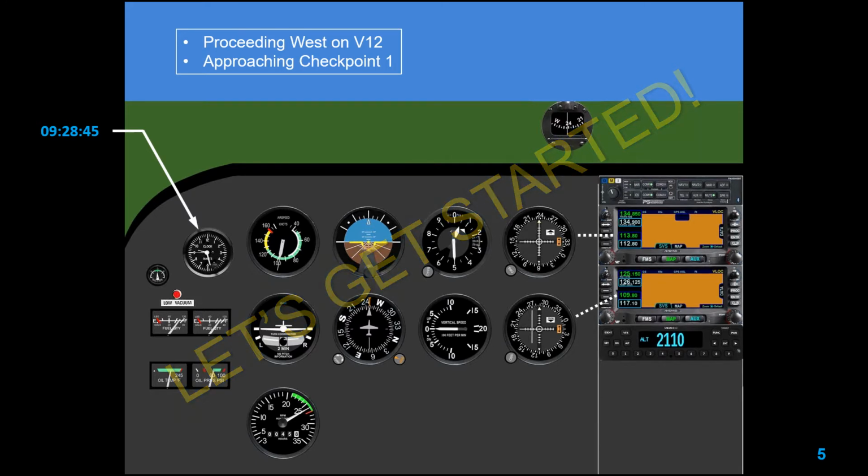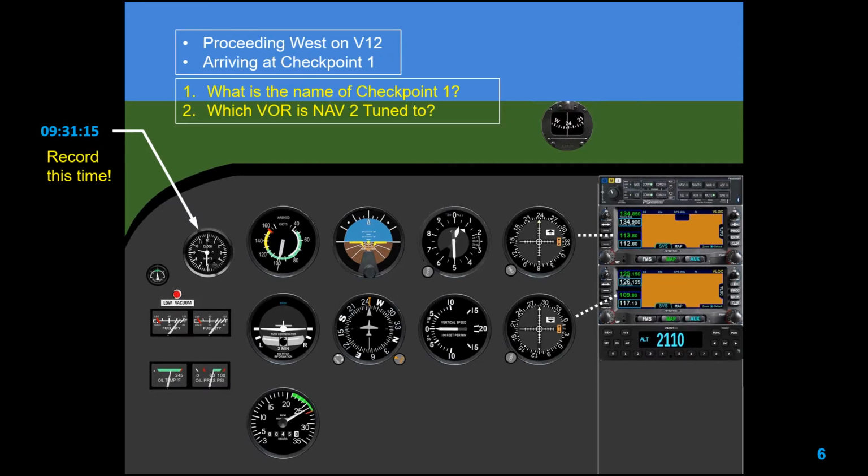Okay, we're proceeding west on Victor 12, approaching checkpoint 1. We took off from Emporia about 9 o'clock in the morning. Now it's almost 9:30. We are now arriving at the first checkpoint.